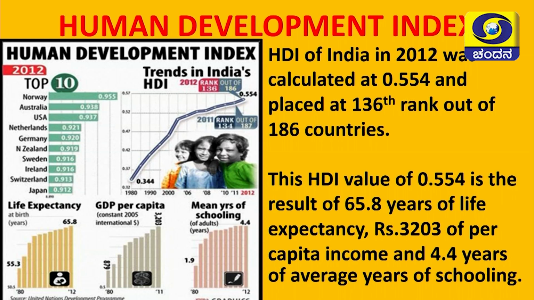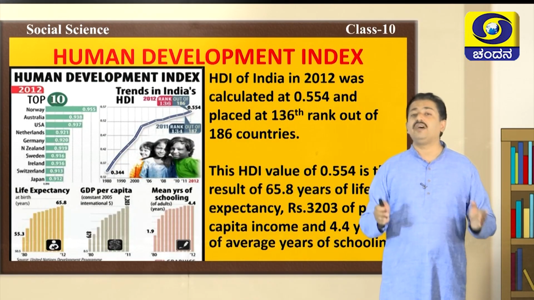countries. This HDI value of 0.554 is the result of 65.8 years of life expectancy in India, rupees 3,203 per capita income and 4.4 years of average years of schooling. That means ours is still developing.